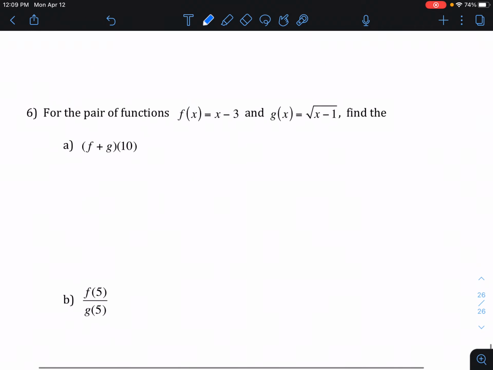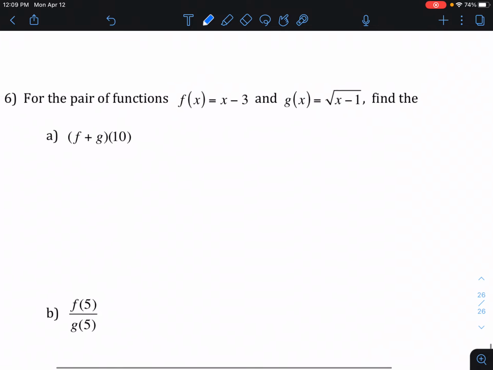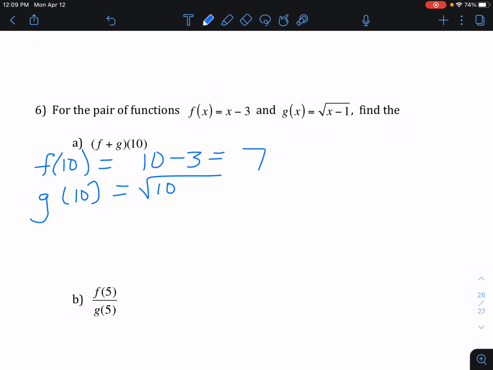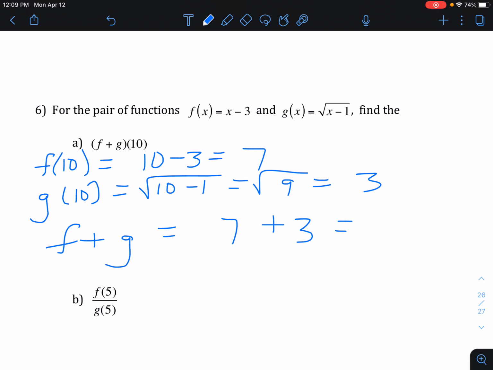Number 6. 6a, we have two new functions, f and g. We want to do f plus g of 10. So f of 10 is 10 minus 3 is 7. G of 10 is square root of 10 minus 1, which is square root of 9, which is 3. And then we can do our f plus g. 7 plus 3 is 10.